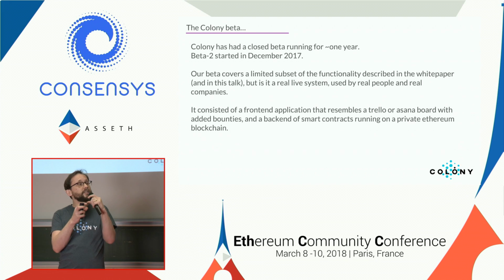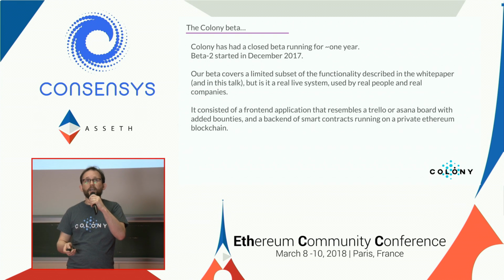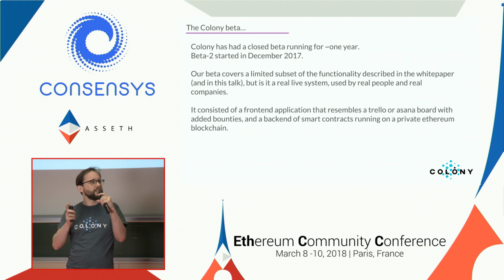It's only a limited subset of what's in the white paper, so we don't have the decentralized governance features yet. It's just the tasks, the bounties, and the automatic accounting on the blockchain, a very basic subset, and a front-end application which is like task management with bounties that interacts with the smart contracts on a private network.